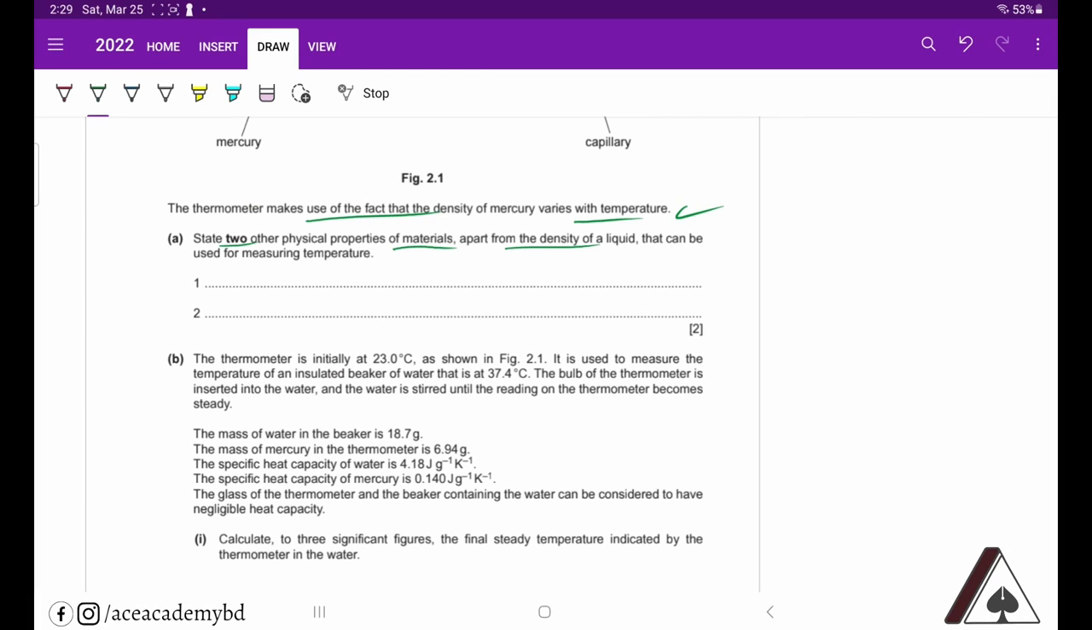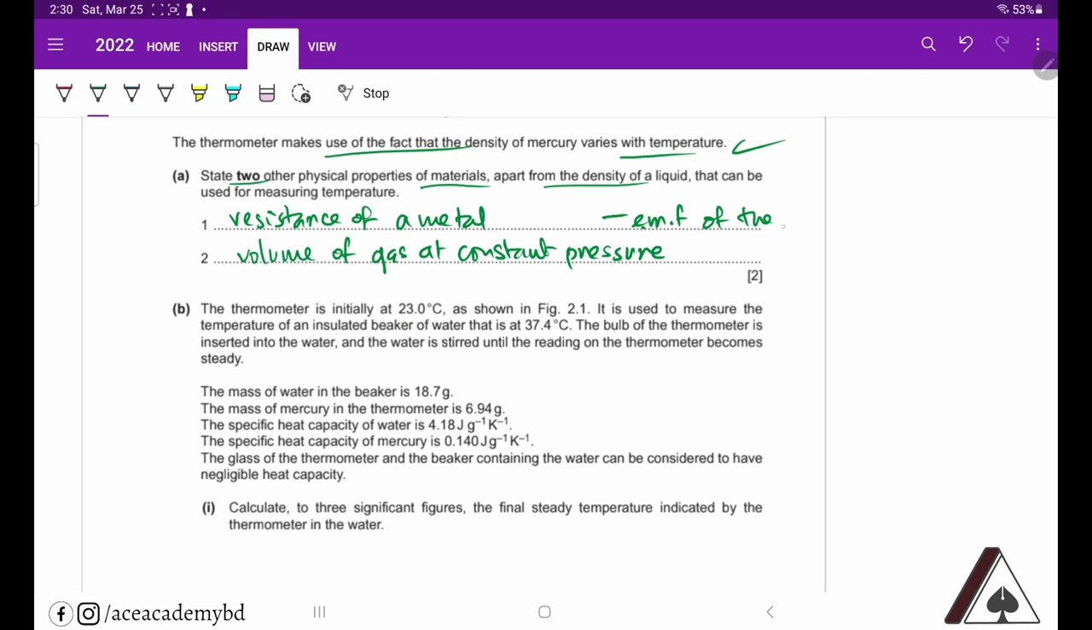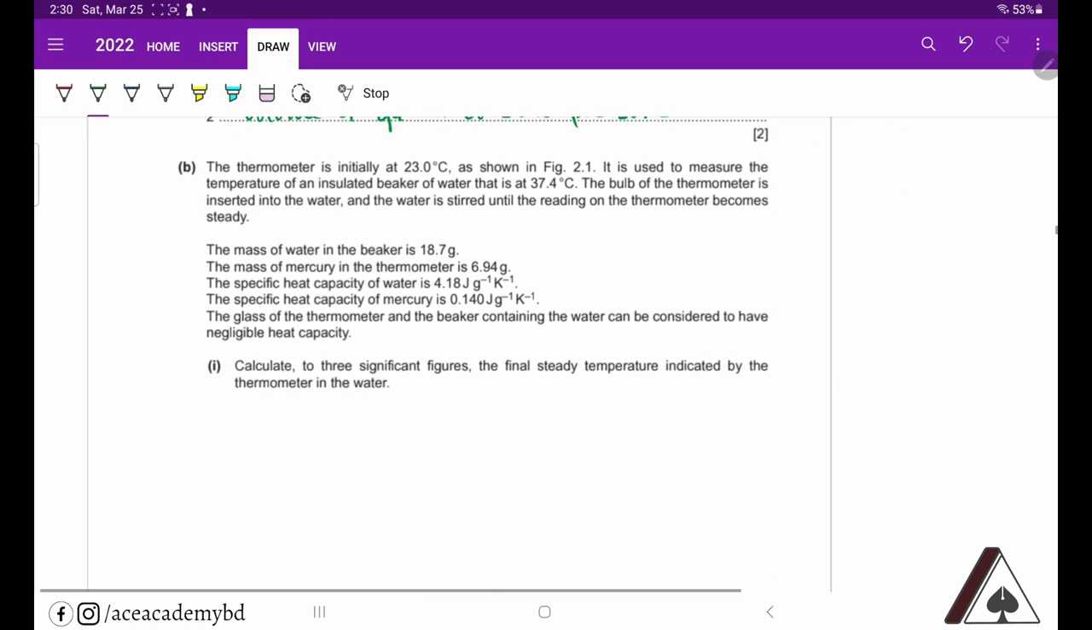So this is a pretty common thing. You have to know some of the properties of materials that allow us to design thermometers. So over here, you can say resistance of a metal, or you can write about the volume of a gas at constant pressure. These are some of the points which you'll find in your book or anywhere else for thermal physics. I'm also going to talk about the EMF of a thermocouple, because you have seen the use of thermocouple thermometers where we make use of EMF. Okay, so we can also write about the EMF of thermocouple thermometers.